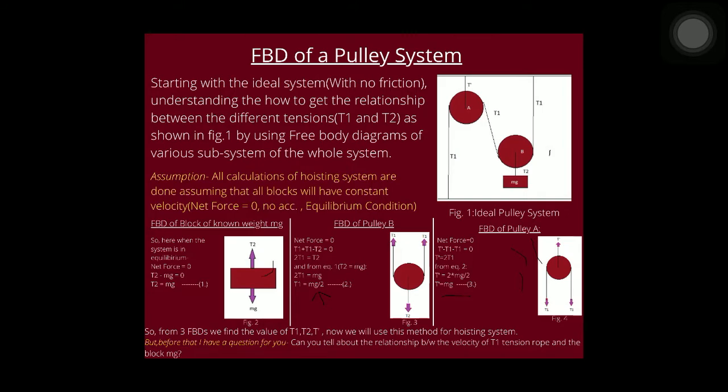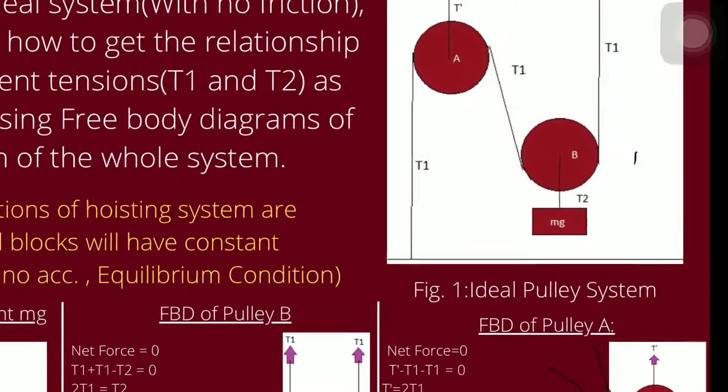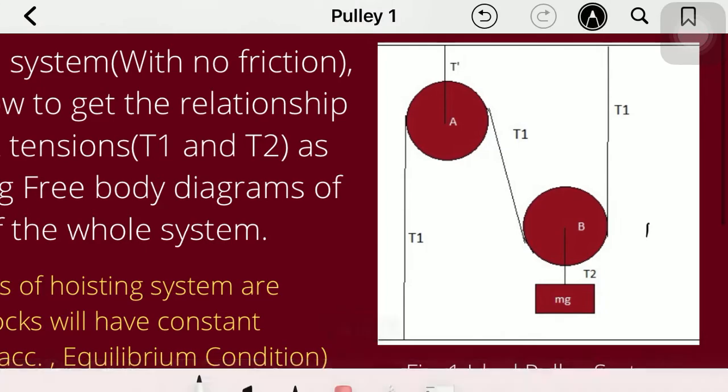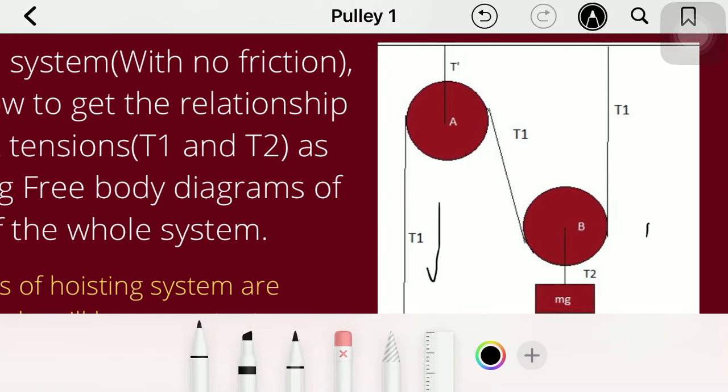But before proceeding further, I have a question for you. Let us suppose that we are pulling this rope with velocity v1. So what will be the velocity of pulley B? Again I repeat, we are pulling this rope with velocity v1. Then what will be the velocity of this pulley B? Okay guys, write your answers in the comment section and we will continue this in the next part.